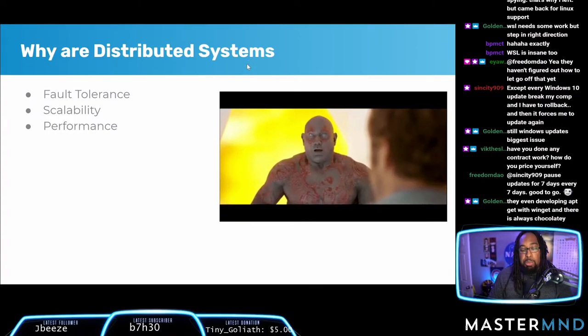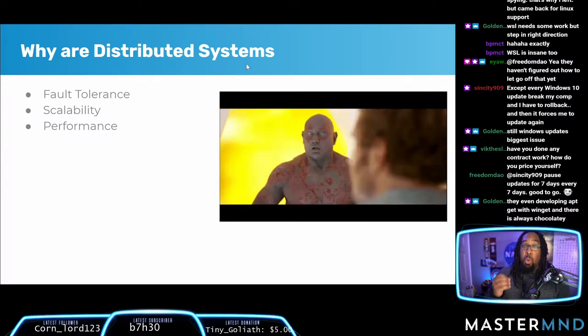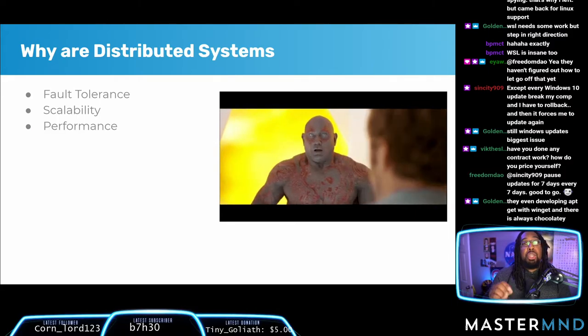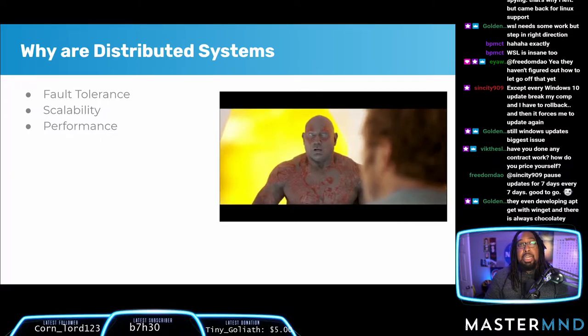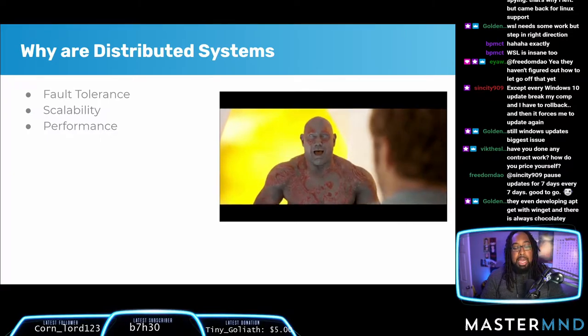Why would you want to use a distributed system? Fault tolerance is a big one. Fault tolerance is your application's ability to have an error, for a fault to occur, and for your application to be able to tolerate that and continue operating in a certain way.